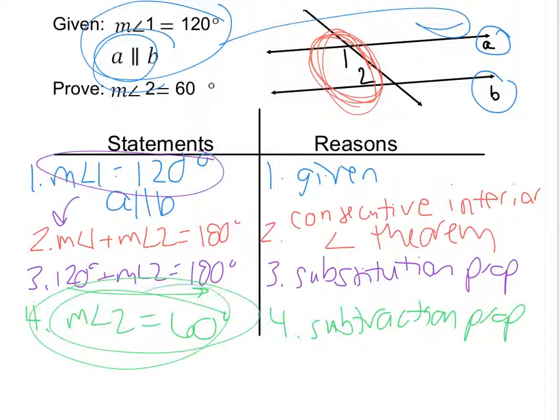Now we know since our fourth step matches the proof, we are done. So this is the type of steps you'll have in a parallel line proof if you're proving that two angles add up to 180.